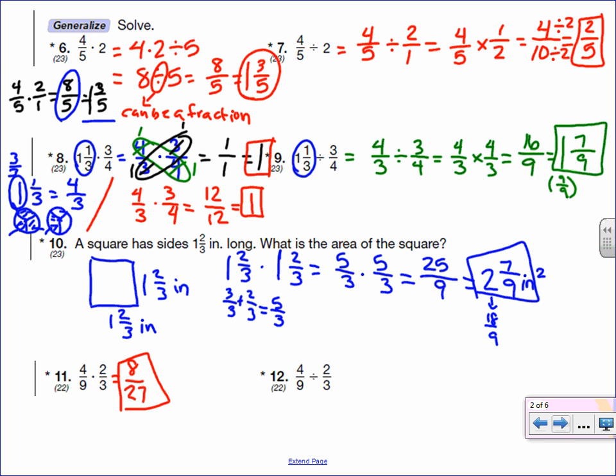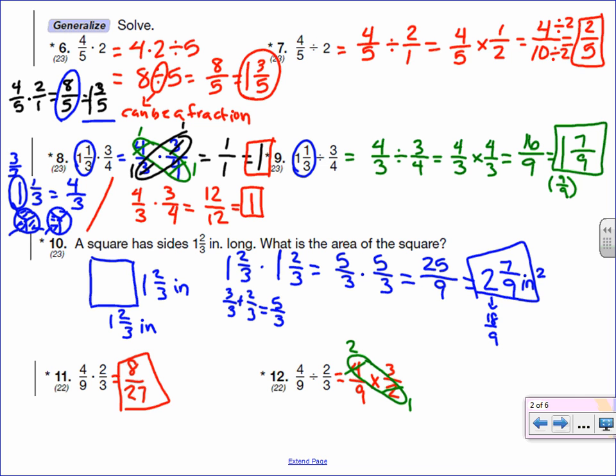And then 4/9 divided by 2/3, we multiply by the reciprocal. So 4/9 times, flip over 2/3 to 3/2. And again, we can do this where we find common factors diagonally to begin with. So 4 and 2 have a common factor of 2. So 2 divided by 2 is 1. 4 divided by 2 is 2.